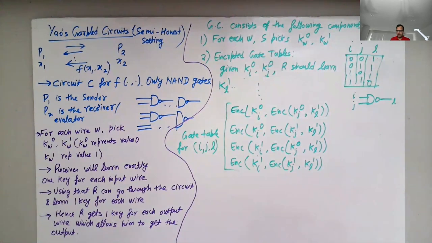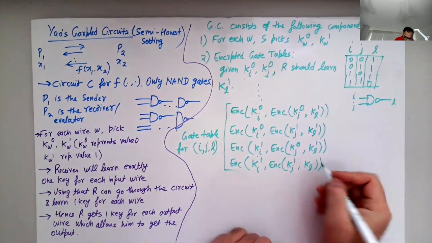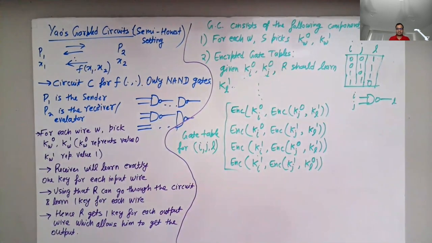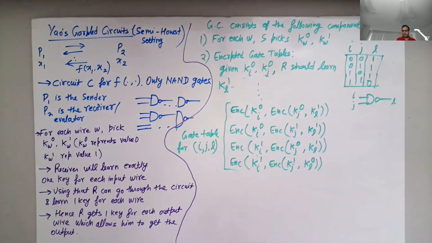Any questions? The last one should be, yeah, good. Thank you. So if you have two keys, depending upon which two keys you have, you get exactly one output wire key. Any questions?